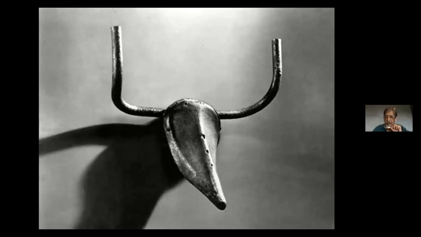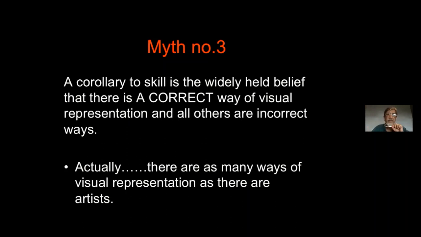Now we come to myth number three, that there is a correct way of visual representation and all other ways are incorrect, which is very much related to this. That also is a false belief, because there are many, many ways of visual representation. There are as many ways of visual representation as there are artists. That applies to art, to design, to illustration, to everything.